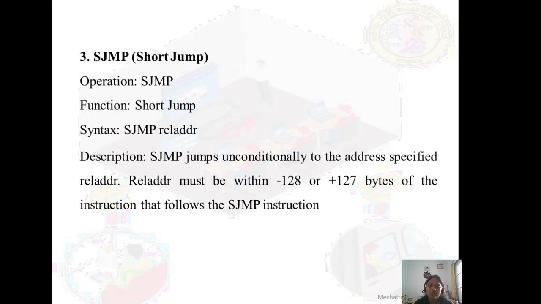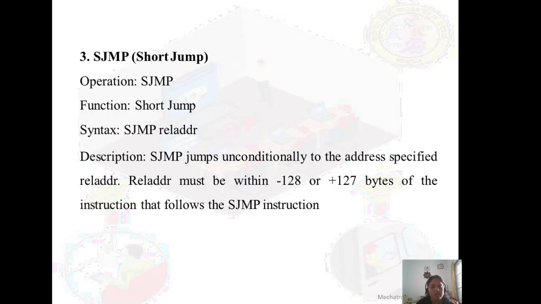Next one is your short jump, that is SJMP. So what is the syntax here? SJMP and then that is your relative address. So this is also a 2 byte instruction. One is the opcode and the other one is the target address location. So what does it do? SJMP jumps unconditionally to the address specified by the relative address.